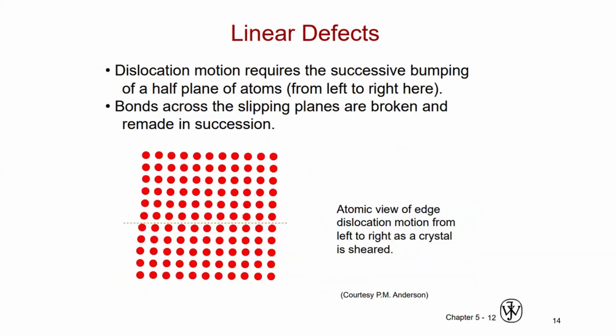Here you can see dislocation motion requires the successive bumping of the half plane of atoms from left to right. This part is okay, this part has gone from left to right. Bonds across the slipping plane are broken. Here, this is your slipping plane. The bonds here are broken and remade in succession.